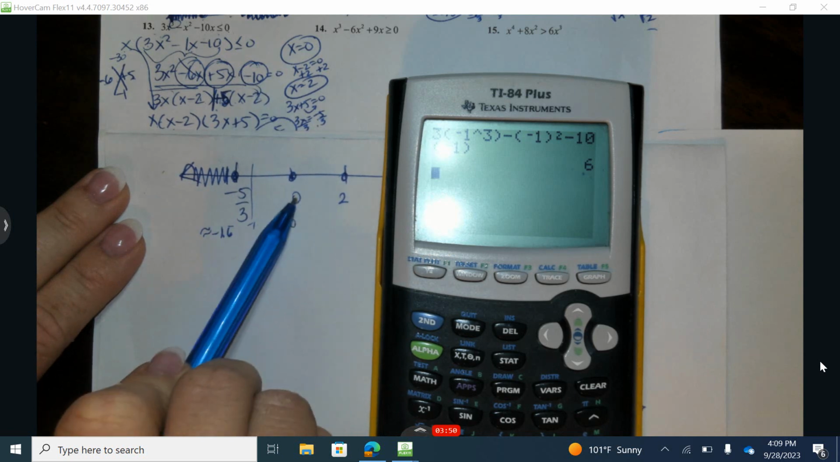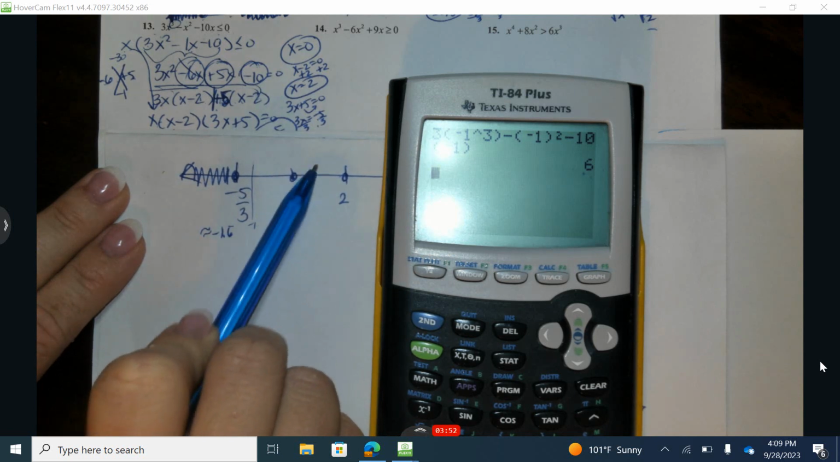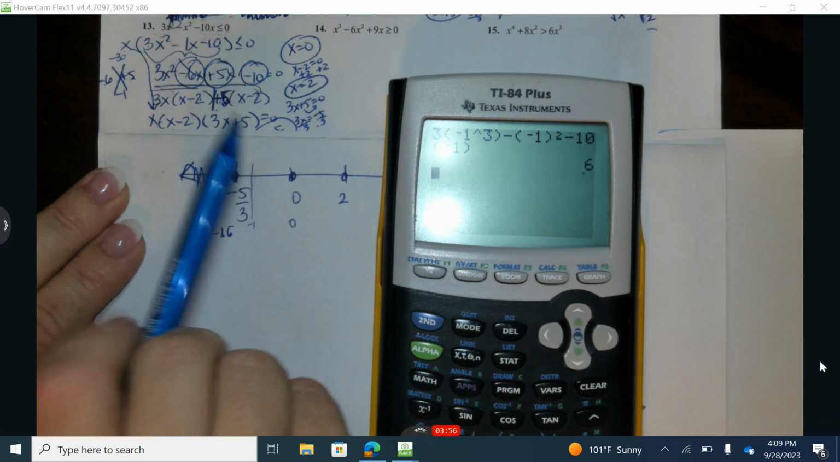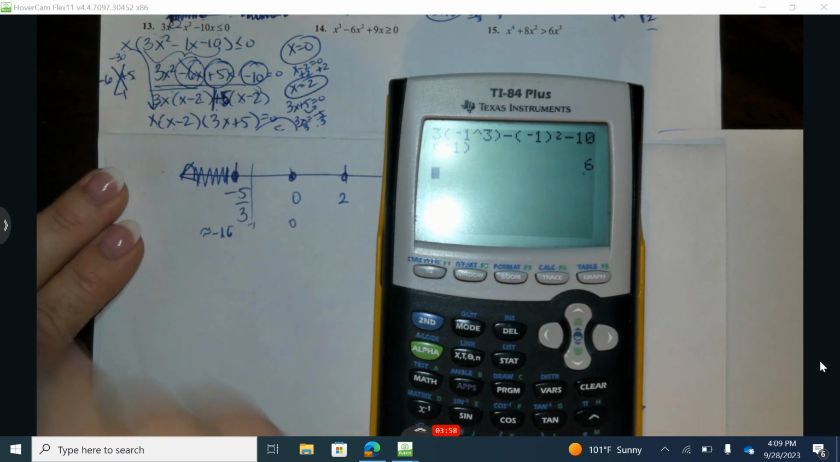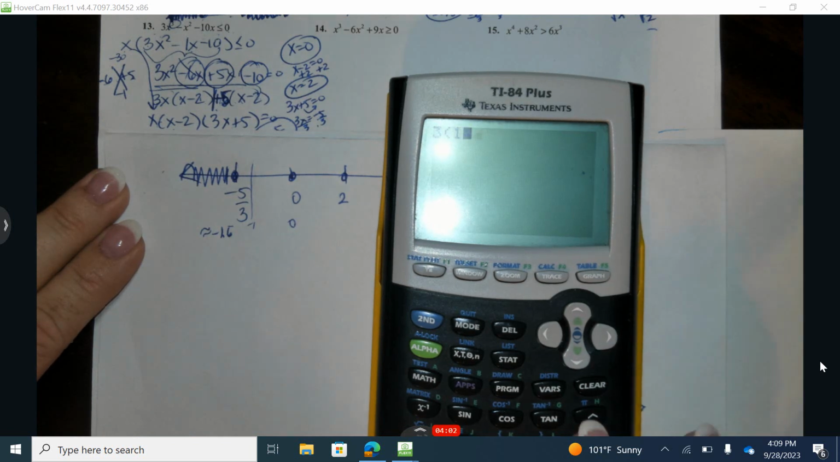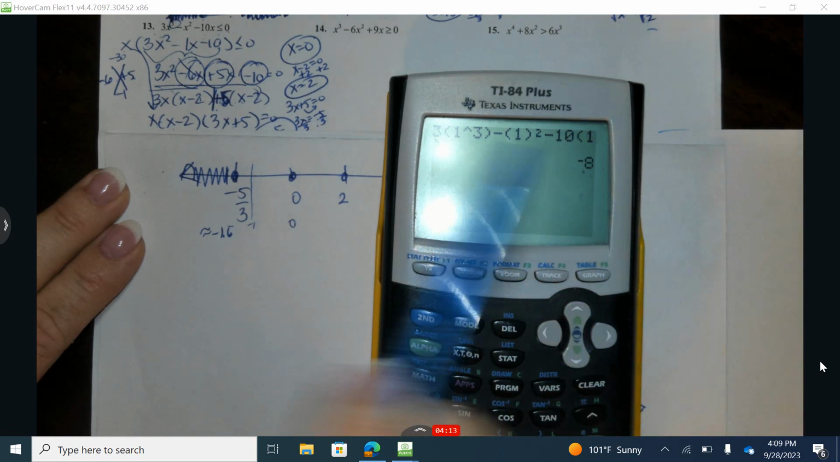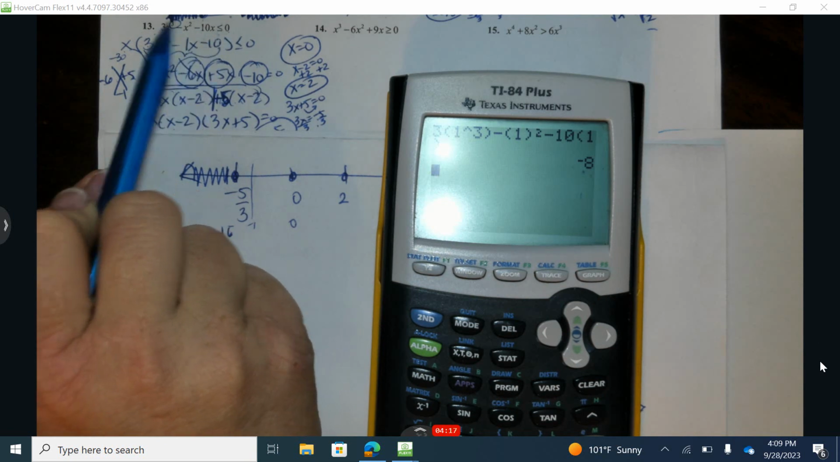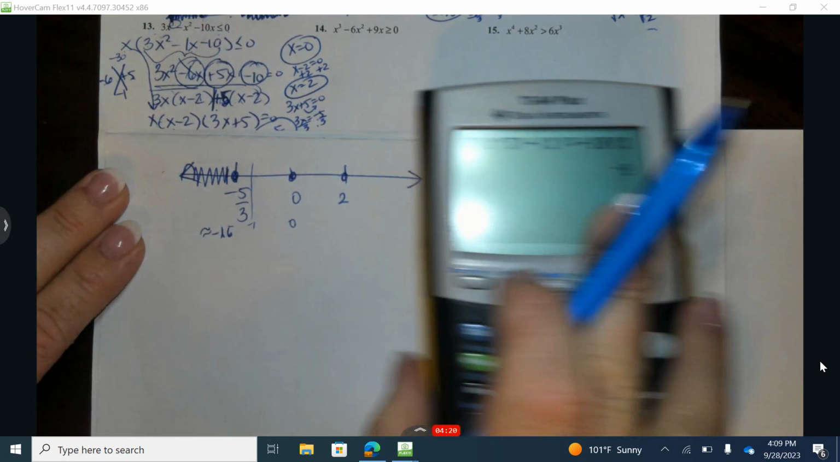Okay, let's go on to the next region. What's in between 0 and 2? I'm going to choose 1. I tried negative 1 last time. Now I'm going to choose positive 1. Okay, positive 1. So I have 3 times 1 to the 3rd minus 1 squared, subtract 10 times 1. I get an answer of negative 8. Is negative 8 less than or equal to 0? Yeah, negative 8 is in fact less than 0.